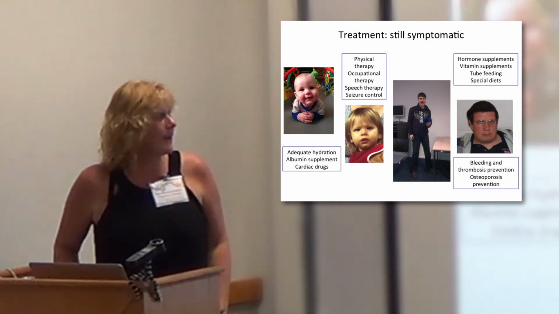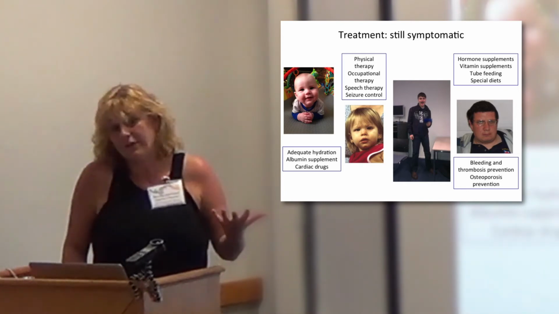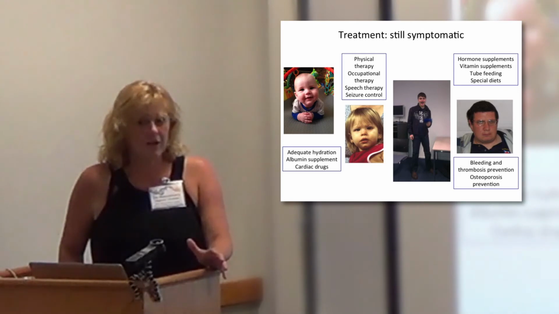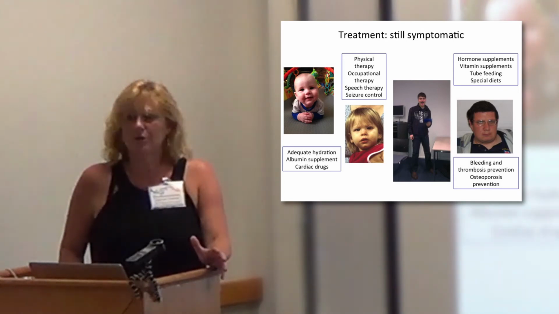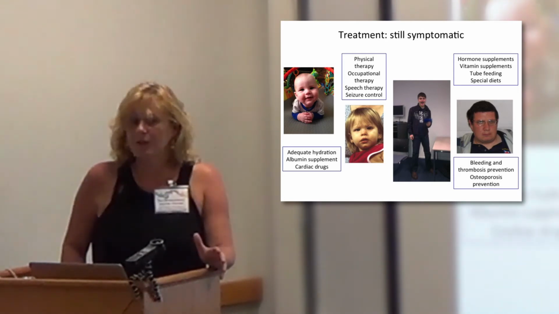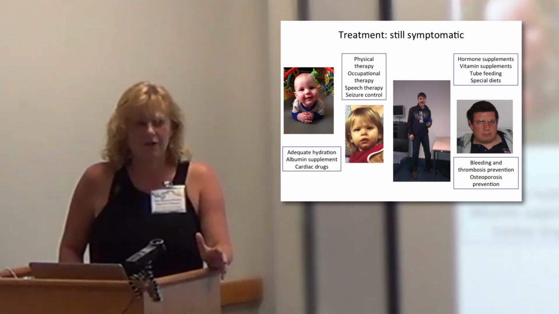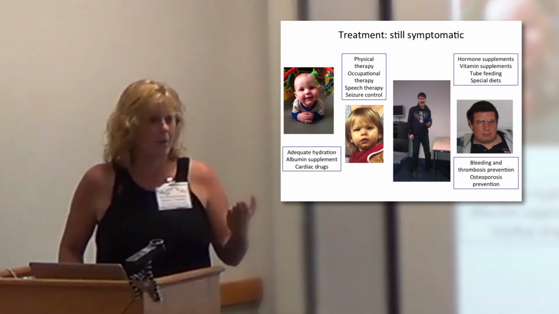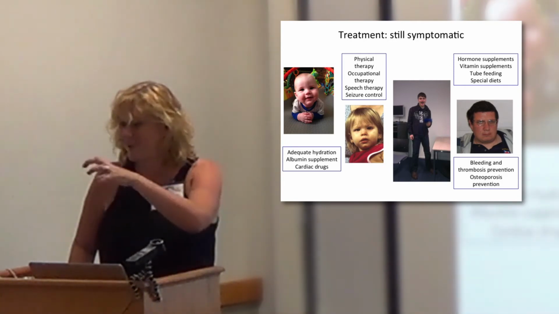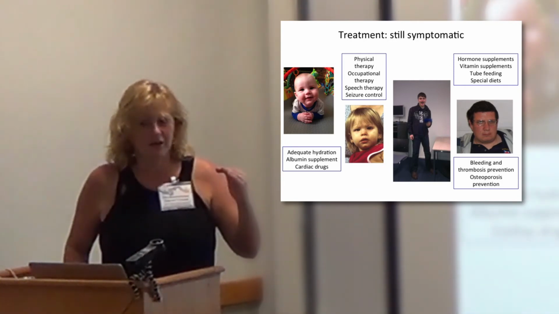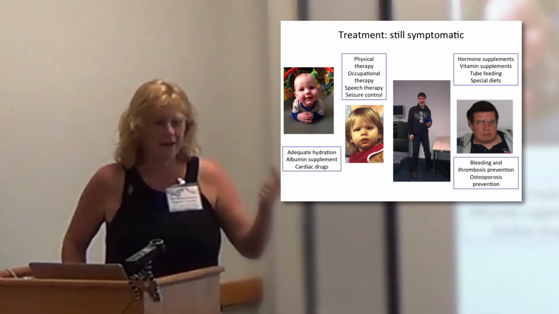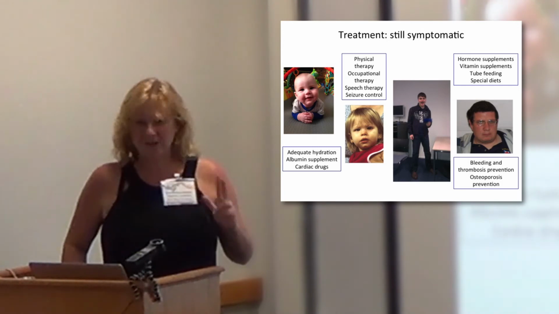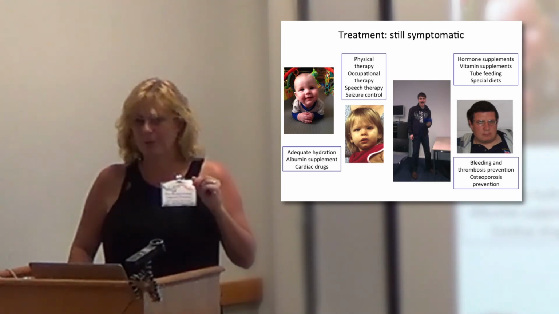Hormone supplements, vitamin supplements, tube feeding. Many of our patients need tube feeding, although having a GE tube is also a big risk, because every time we do surgery on a patient with CDG, we are taking a huge risk because of all these other factors which are not good enough. Bleeding, infection, fluid balance problems. So we only want to do surgery on our patients when we must.